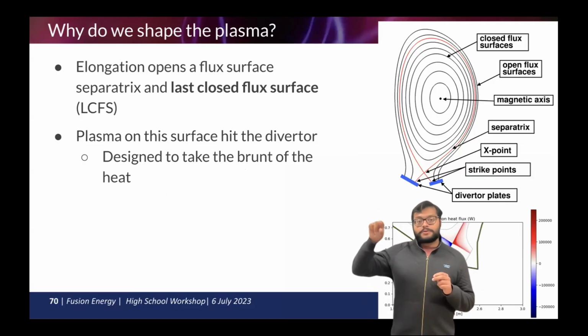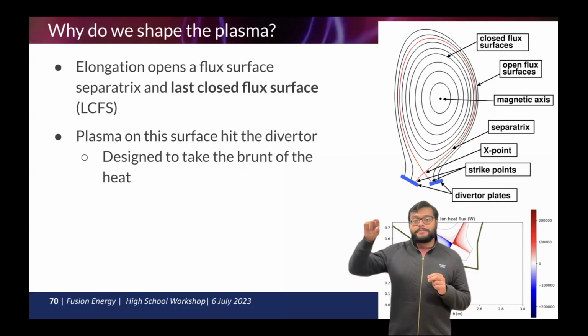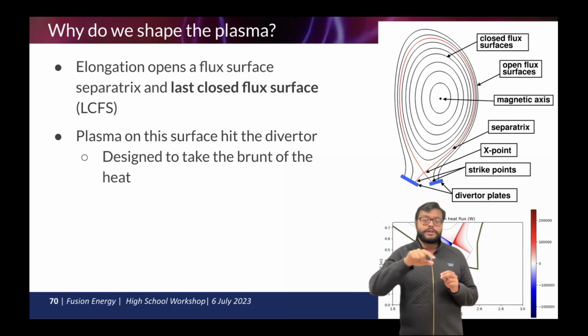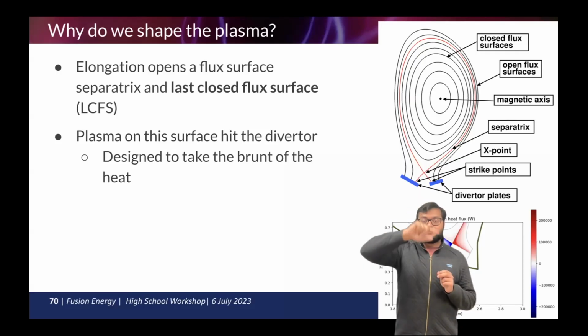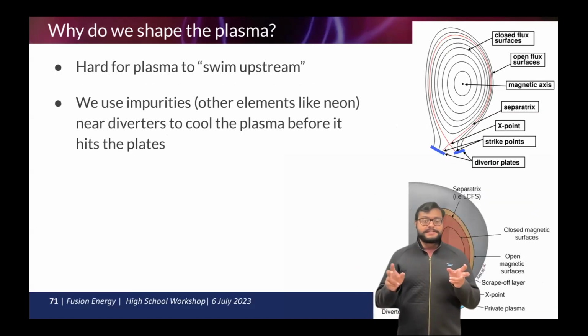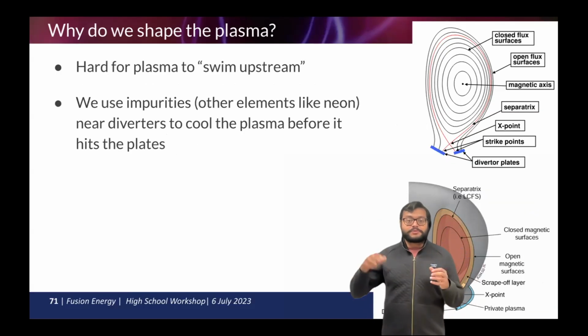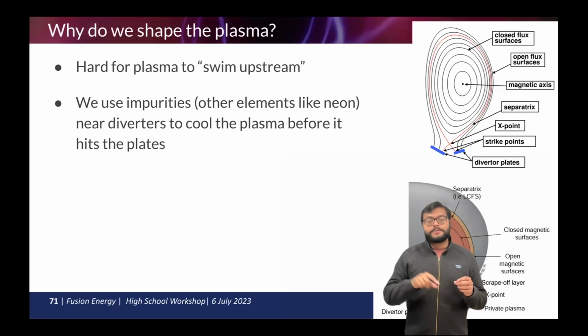And then when they go towards the X point, they're unlikely to stream upwards back towards the top of the tokamak. And so that's this idea of, like, it's hard to swim upstream for the particles, so they end up going towards the X point and then stream out to the divertors.